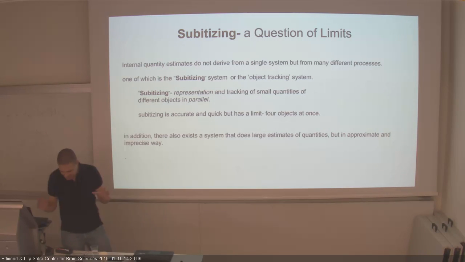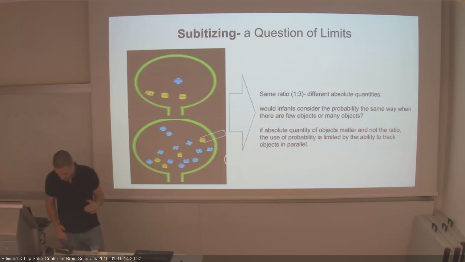Two general systems. One of them is a large system that does approximations of large numbers, and it does so in a relatively inaccurate way. The other systems do subitizing or object tracking, which is a fast, accurate, parallel, and limited-capacity system. Above four objects that we need to keep track of, it has difficulties. So they ask this question: whether this probability inference relies on the ability to do subitizing, to keep track of several items at once.